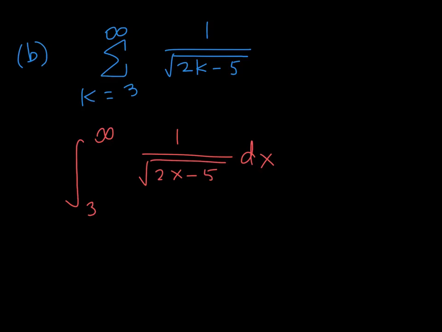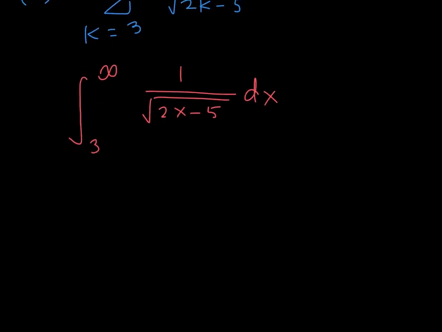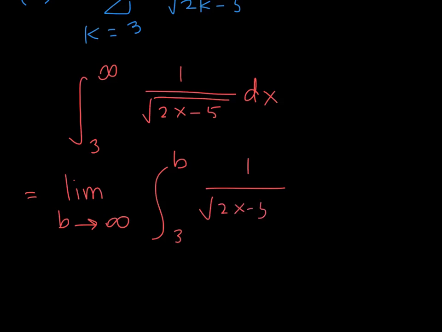Now, let's not forget, like I forgot in the previous example, that this is an improper integral. So let me use a limit here. I'm going to say the limit as b goes to infinity of the integral from 3 to b of 1 over the square root of 2x minus 5. I had forgotten that in the previous example and had to go back, right? All right, so let's actually evaluate this integral.